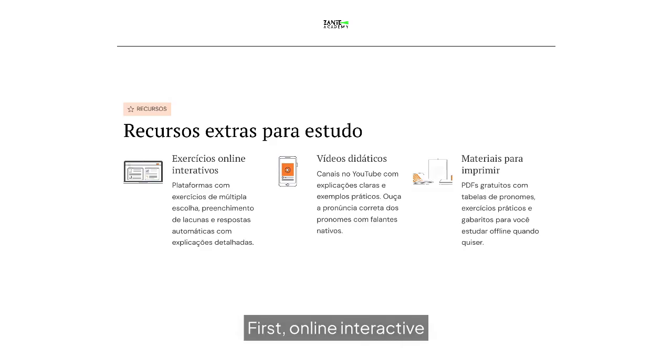First, online interactive exercises are a fantastic way to apply your knowledge. Many platforms offer multiple-choice questions, fill-in-the-blank activities, and instant feedback with detailed explanations. This means that when you make a mistake, you can immediately see where you went wrong and learn from it. Isn't it great to have that instant feedback? It's like having a personal tutor available at any time.